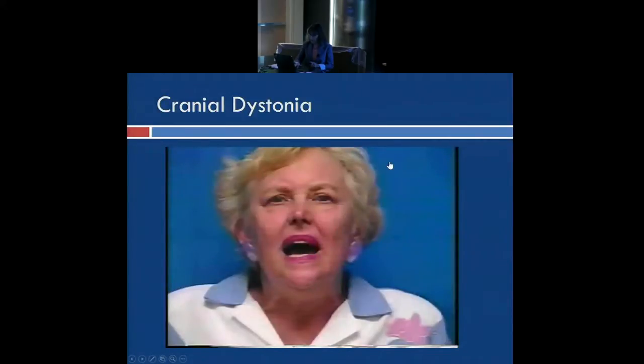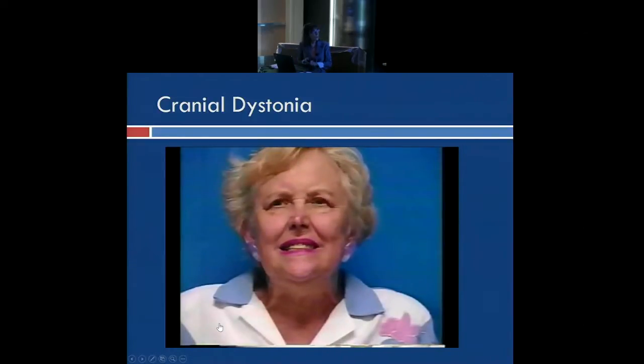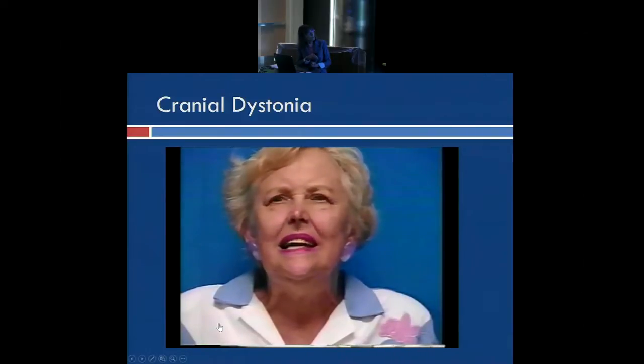Now, this is a woman who began initially with grittiness in her eyes. Then her eyes started to close, and then she developed some lower facial involvement. You can see how along her lips, they kind of move up. We call this a cranial dystonia.